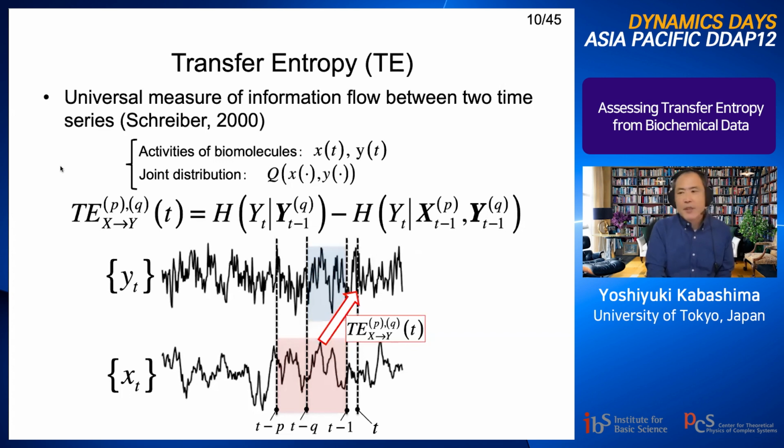For this purpose, we focused on the transfer entropy. This is because it is a universal measure of information flow between two time series, proposed by Schreiber in 2000. This is defined by this formula, based on the joint distribution between the two time series.